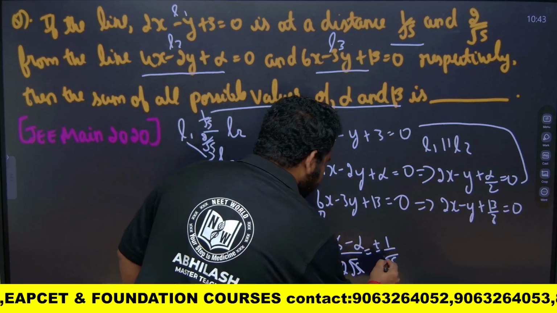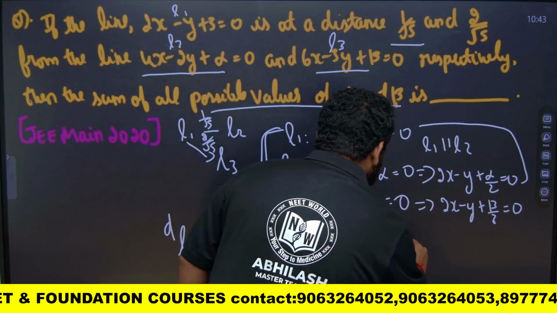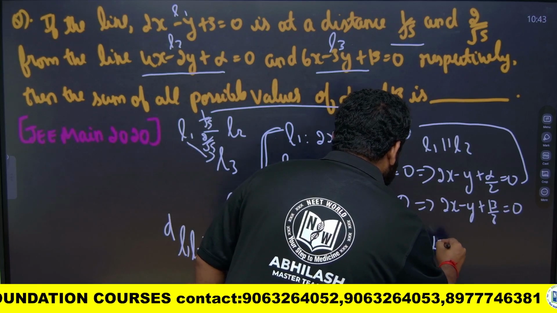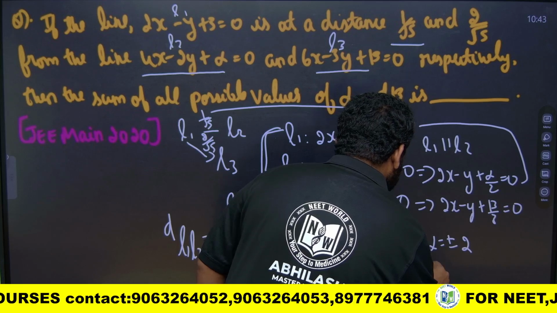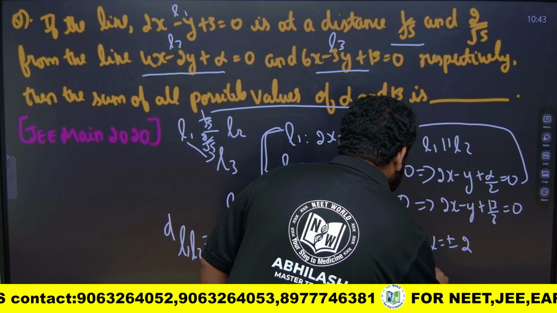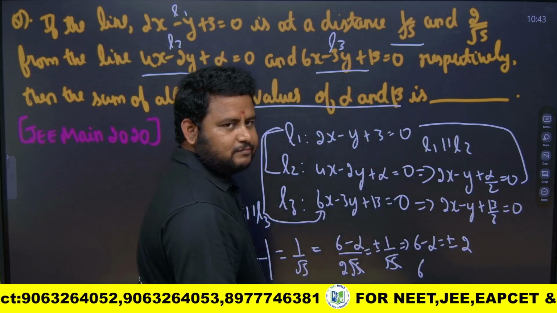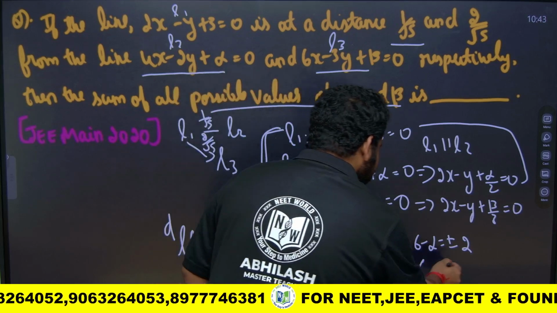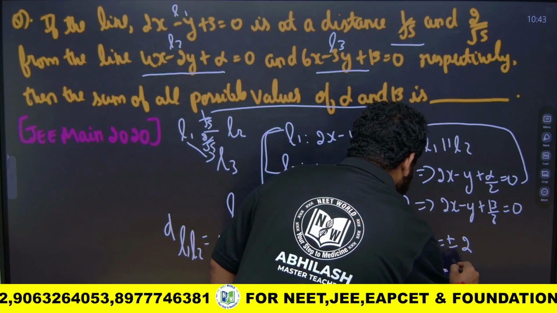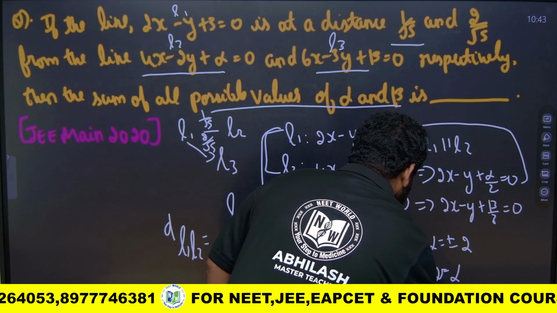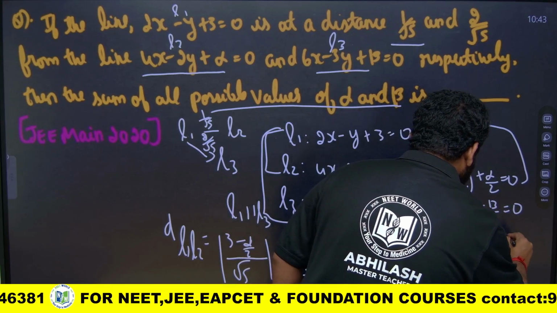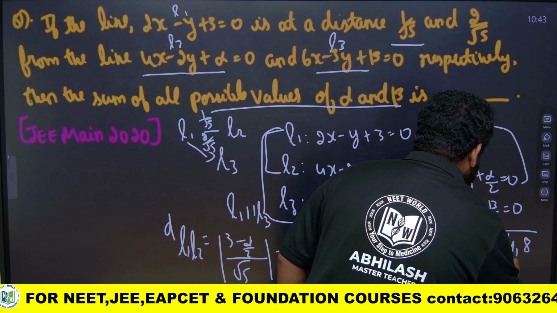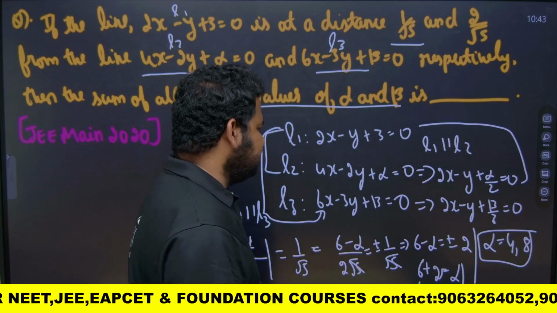This root 5 cancels, so I will get 6 minus alpha is equal to plus or minus 2. So alpha will be equal to 6 plus 2, and alpha is equal to 6 minus 2. So from this I will get alpha is equal to 4 and alpha is equal to 8. So I will get the two values of alpha, that is 4 and 8.